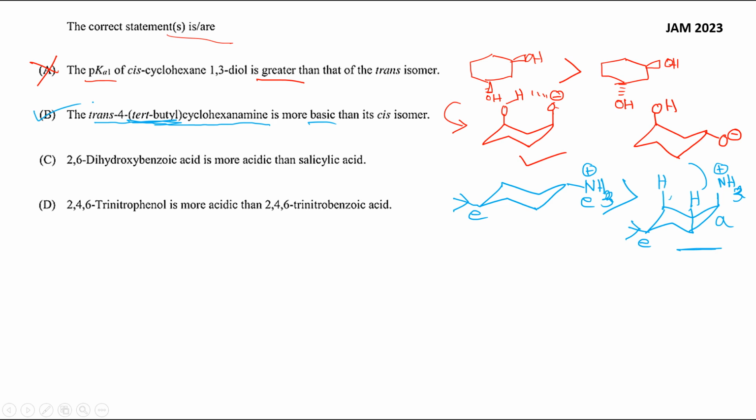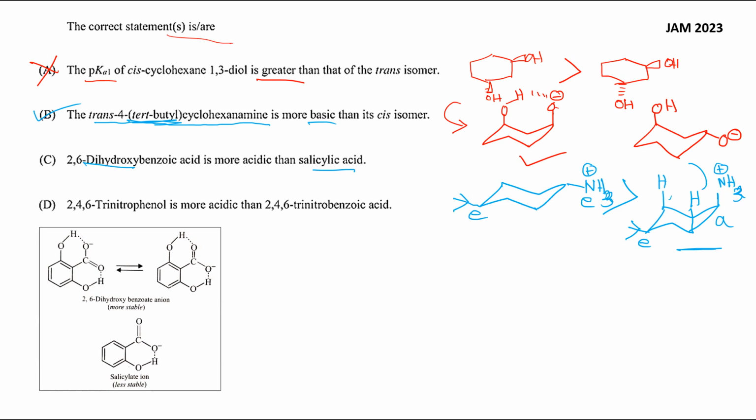Now number C, 2,6-dihydroxybenzoic acid and salicylic acid. So both are having a CO2H group connected to the benzene ring, but in the first case we have 2 OH groups at ortho positions. In case of salicylic acid, we have only one OH. Now if we consider its conjugate base form directly, the conjugate base that you get from 2,6-dihydroxybenzoic acid, which is basically the benzoate anion, this O negative, you can see here both sides there is some stability possible. Both sides there we have some 6-membered ring formation.